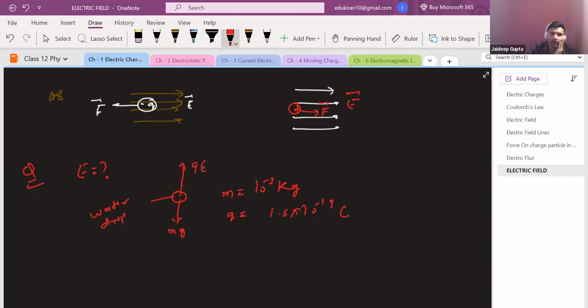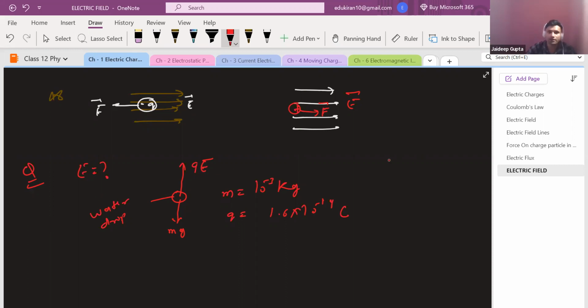So now we have to calculate the value of electric field in such a way that the water drop is suspended in air. Now this is a water drop, suspended in air. So there must be two forces applied on this water drop. mg will act in the downward direction, so there must be a force in the upward direction to balance mg. That is QE, the force exerted due to the electric field.